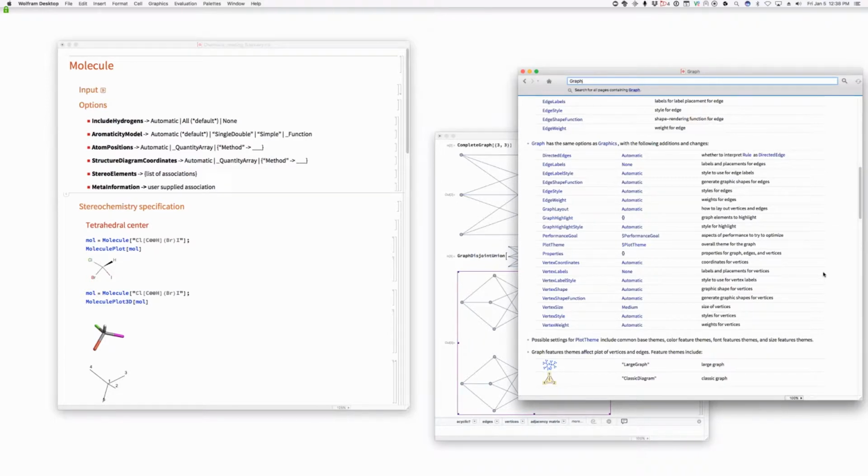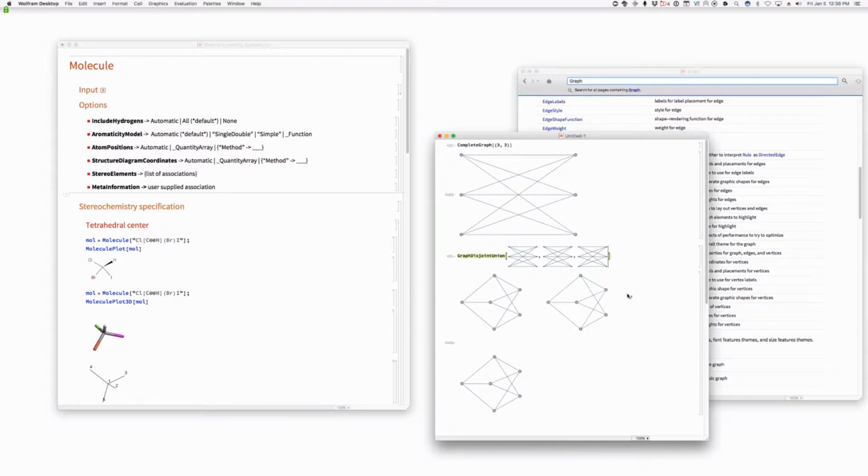Yes. Well, you're going to have the exact same issue for graph, as we've just discussed. When you combine graphs with graph disjoint union, do you reset the coordinates? What you could imagine is, in graph disjoint union, having vertex coordinates arrow inherited mean use the original vertex coordinates, and vertex coordinates arrow automatic mean automatically set new ones. Charles, Roger, what do you think of that?